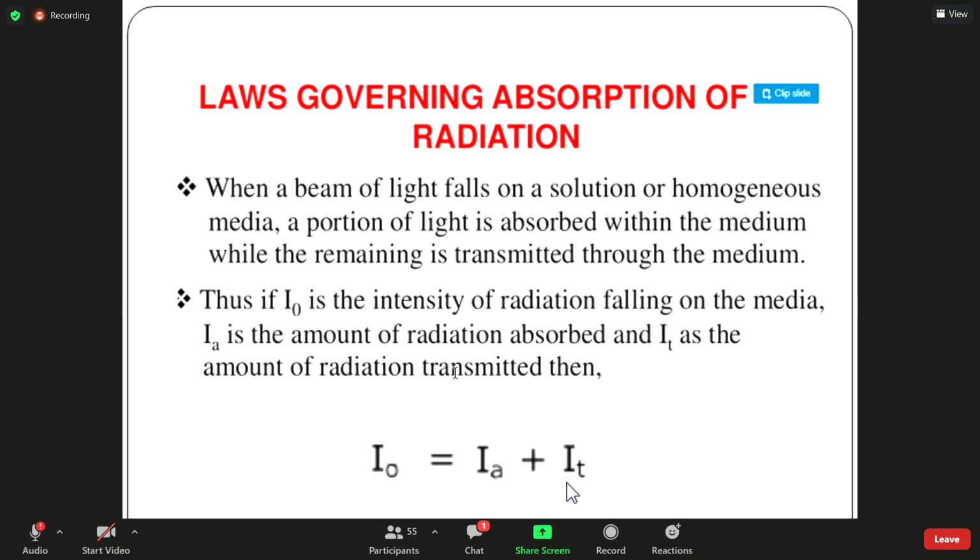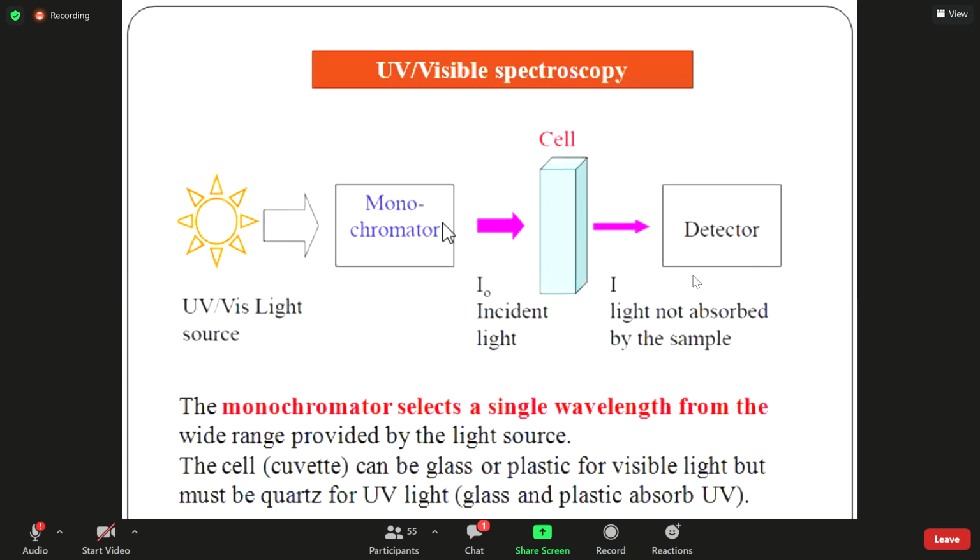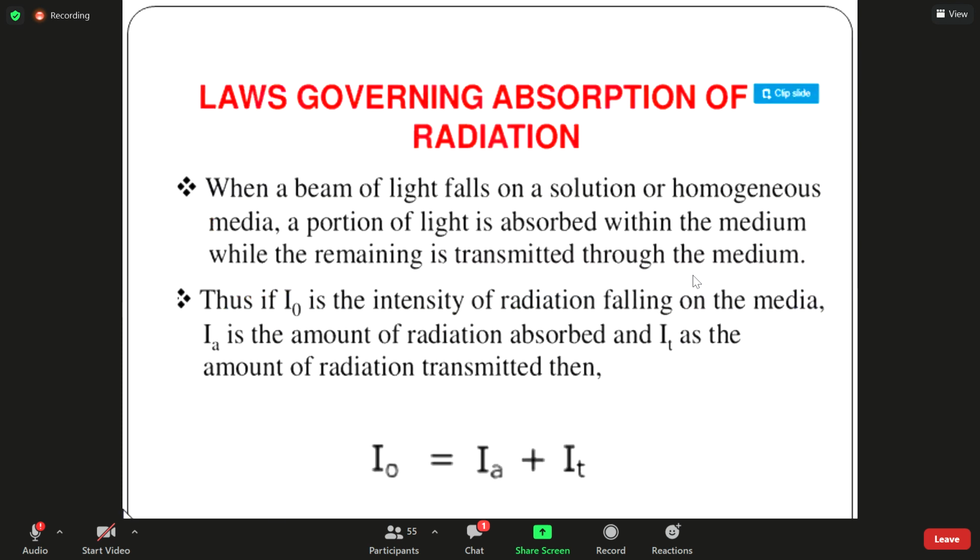Is it so? From the previous diagram you can see that whatever initial intensity is coming must be equal to the sum of the intensity which is absorbed and the intensity which is transmitted. So I can write this equation: I naught equal to IA plus IT.